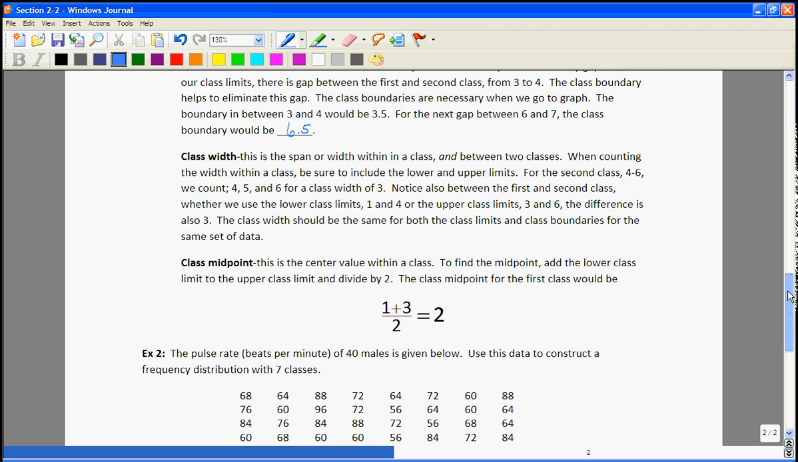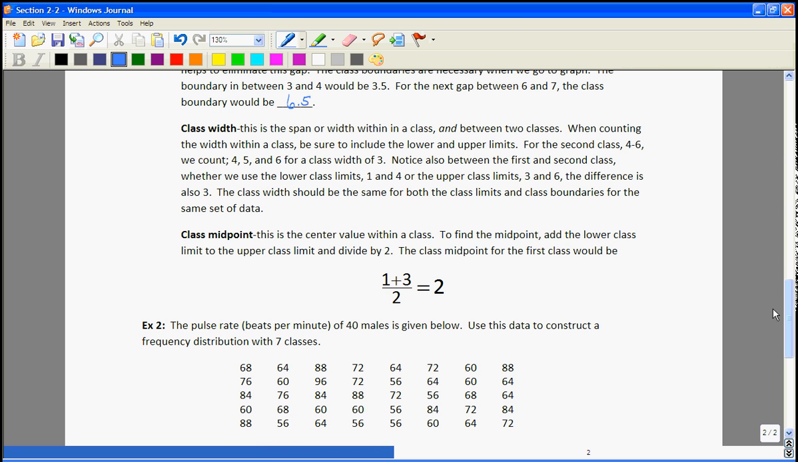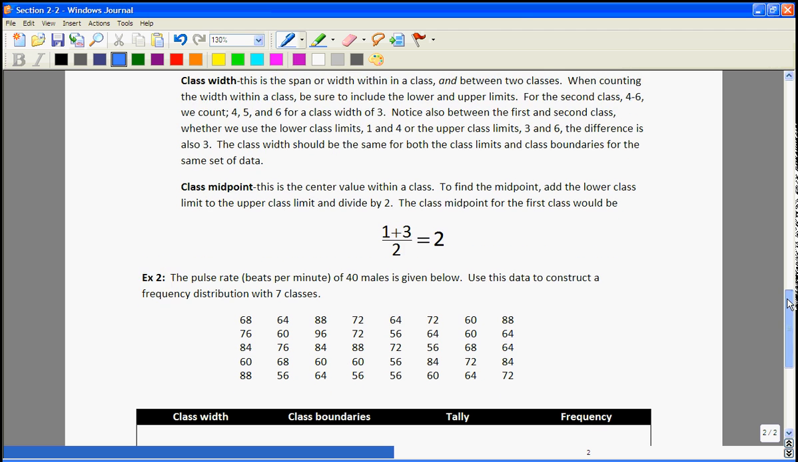Lastly, we have the class midpoint, and this is the center value within a class. So class boundary is kind of between the classes. Class midpoint is within a class. And to find the midpoint, you just add the lower and upper class limits and divide by 2. So for the first class, 1 to 3, I take 1 plus 3, which is 4, divided by 2, which is just 2. Again, this is another component that will be really important when we start to graph.